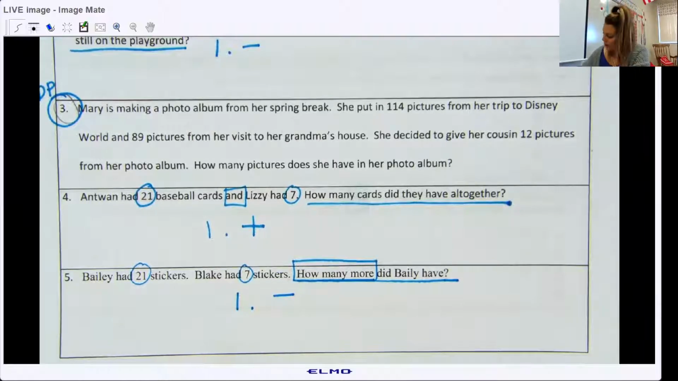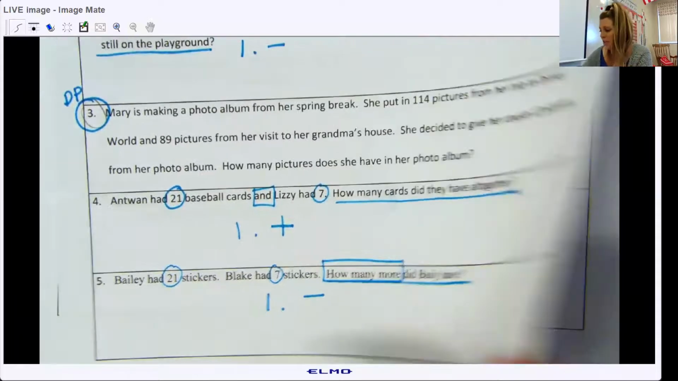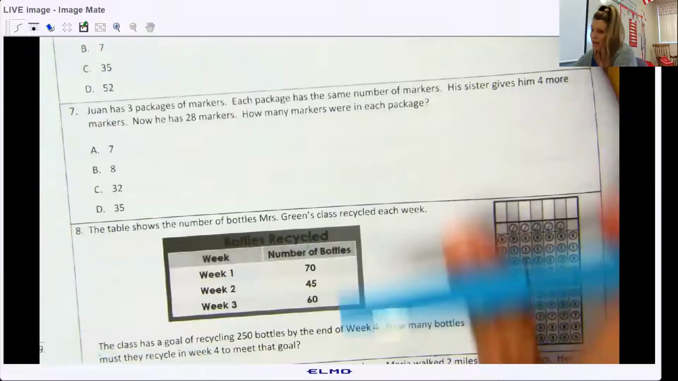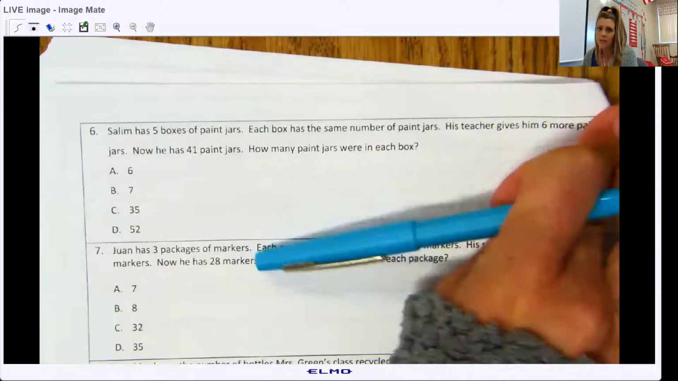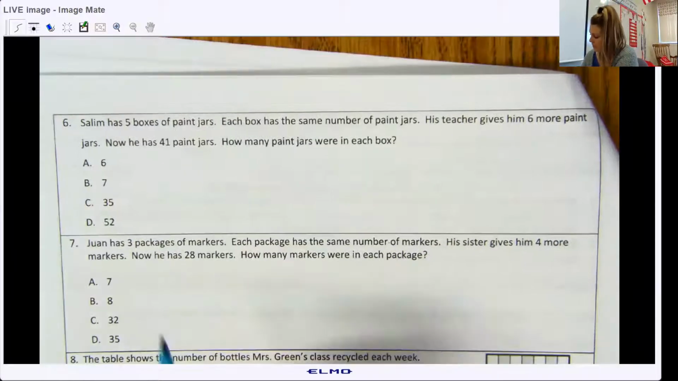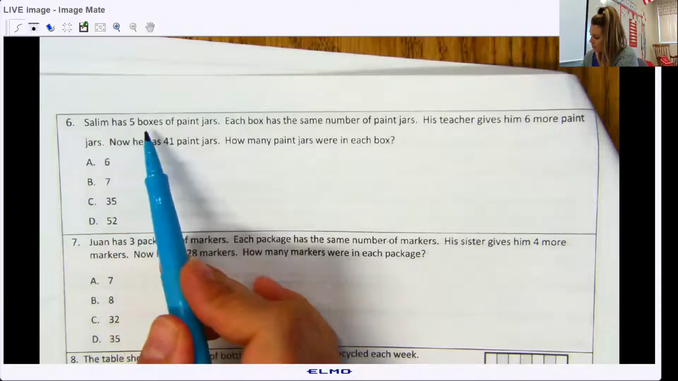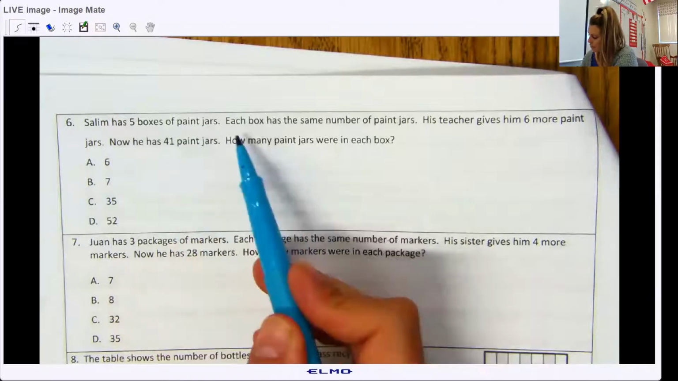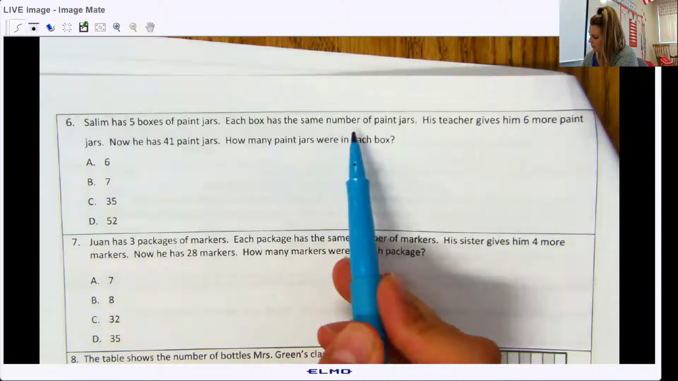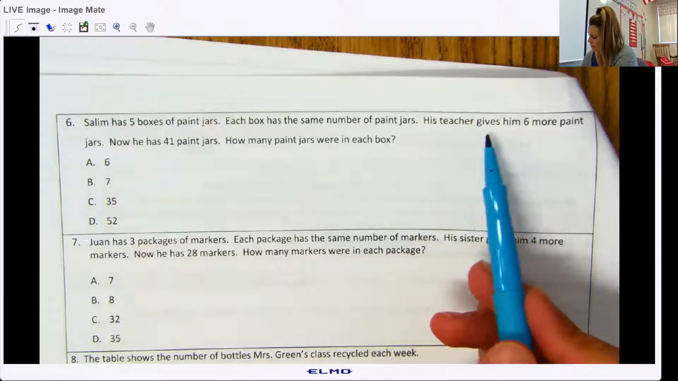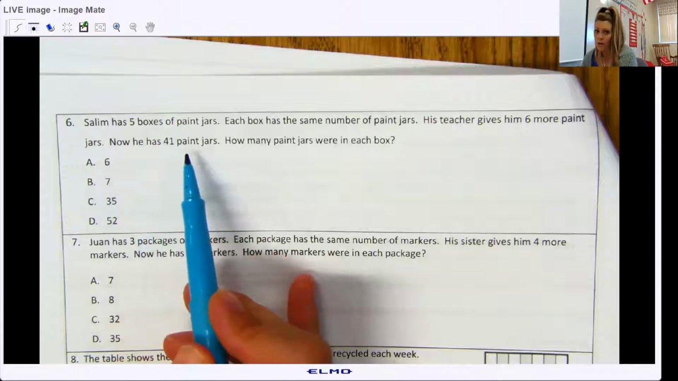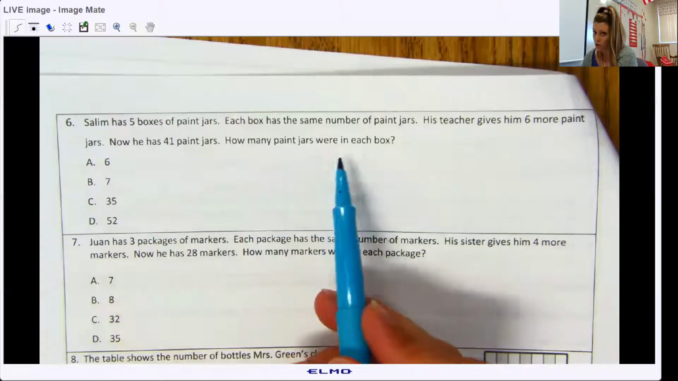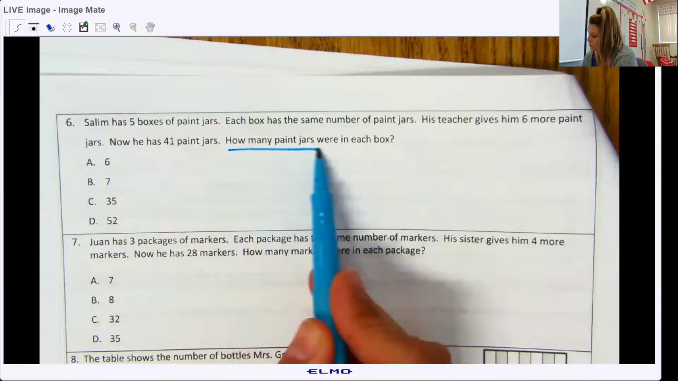Did you get it right? I sure hope so. All right, moving on to the next page. Now the next page is going to be a little bit trickier. We're going to actually have to solve these now, my friends. Okay, so let's go ahead and look at number 6. Salem had 5 boxes of paint jars. Each box has the same number of paint jars. His teacher gives him 6 more paint jars. Now he has 41 paint jars. How many paint jars were in each box?